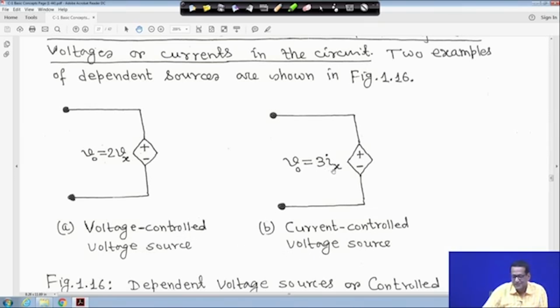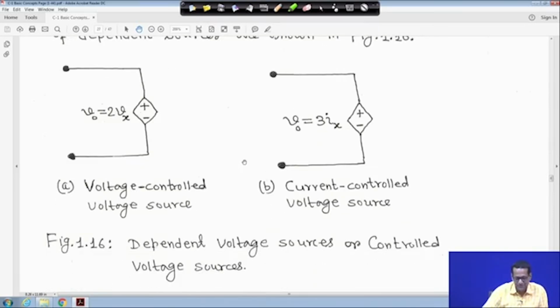So these are dependent sources, where V0 is equal to 2 Vx, or V0 is equal to 3 Ix. That means V0 in this case may be a function of voltage or maybe a function of current, right. When it is a function of voltage, it is called a voltage controlled voltage source. When it is a function of current, it is called a current controlled voltage source, because V0 is a function of the current. I hope this is simple, and understandable to you.